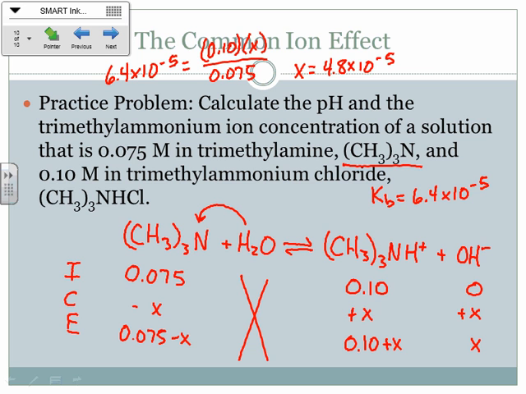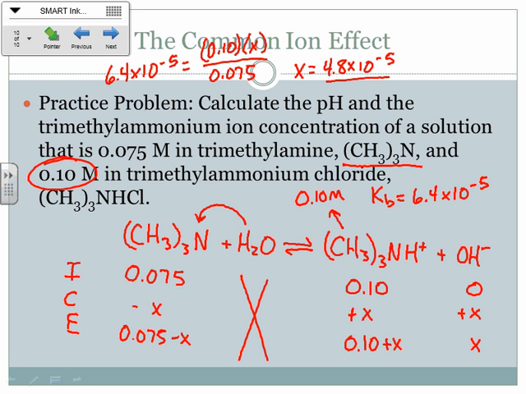Okay, so they're asking for the trimethylammonium ion concentration. That's kind of tricky because they basically gave you the trimethylammonium ion concentration. It's 0.1, because we made our simplifying assumption here. If we add this x to 0.1, it's still just going to be 0.1. So the answer is just 0.1, just like it was to begin with, because we're not getting much extra from the reaction of the trimethylamine with the water.